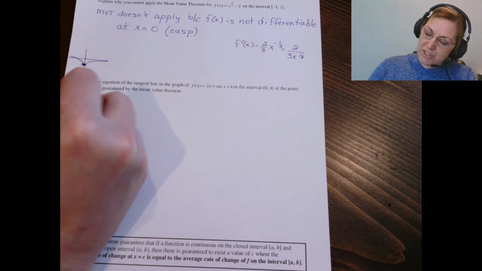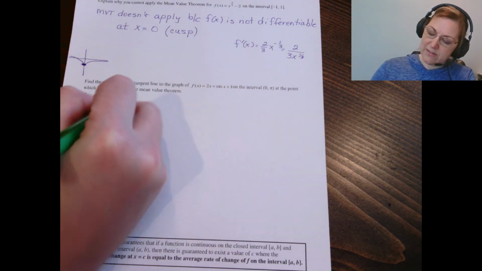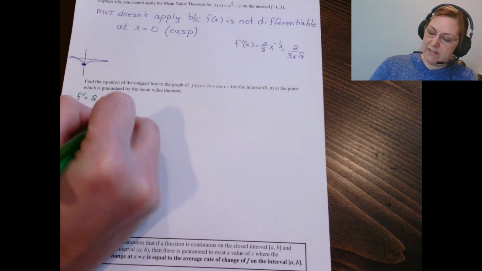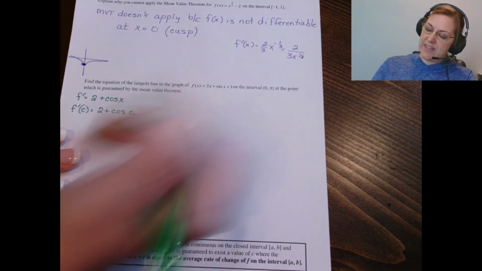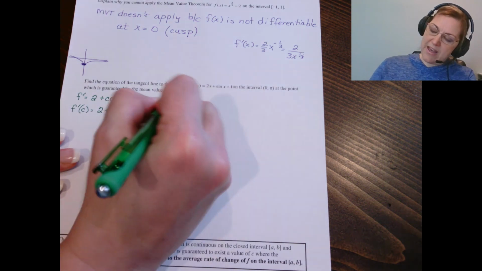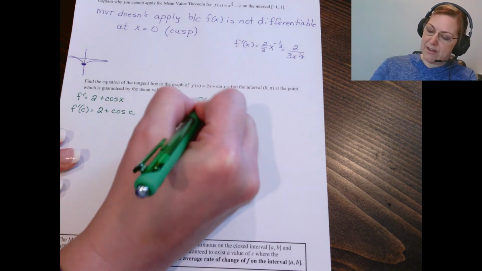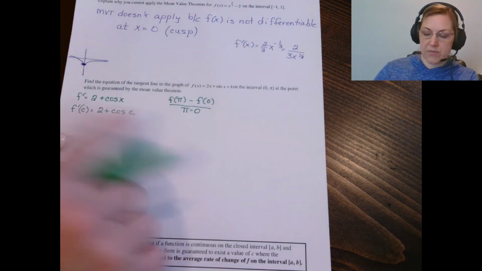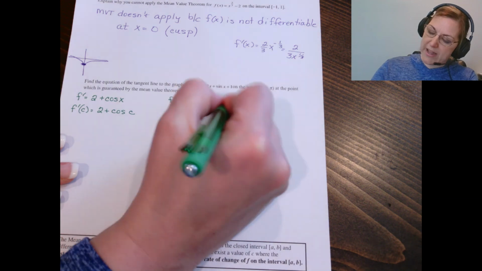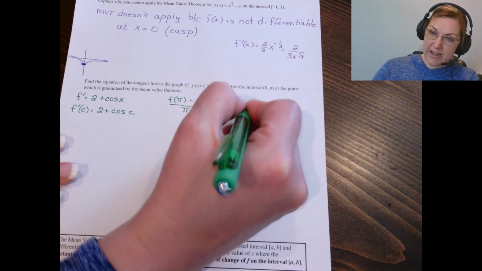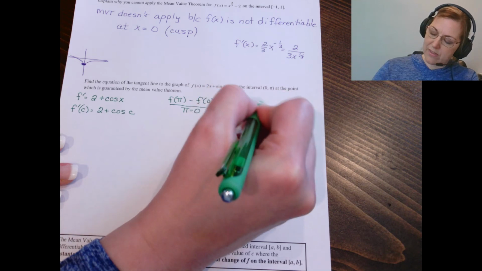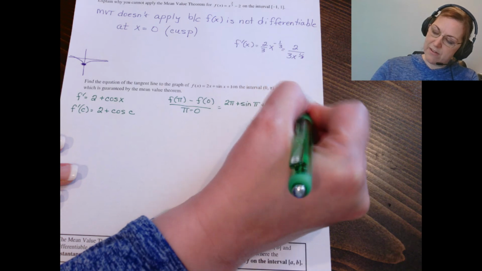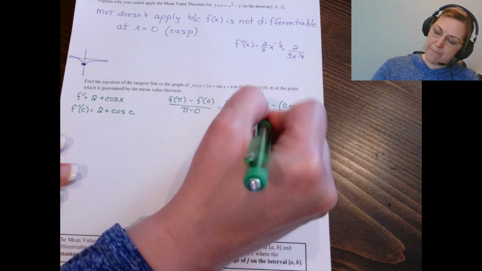So let's start with the derivative. That'll be 2 plus cosine x. And I want that at c. So I'm going to do f prime of c, which will be 2 plus cosine c. That'll be fun. And then I'm going to do f of pi minus f of 0 over pi minus 0. That'll give me my slope algebra way. So let's plug in our pi. That'll give me 2 pi plus sine of pi plus 1 minus, and then I've got 0 plus sine of 0 plus 1. And that's over pi.